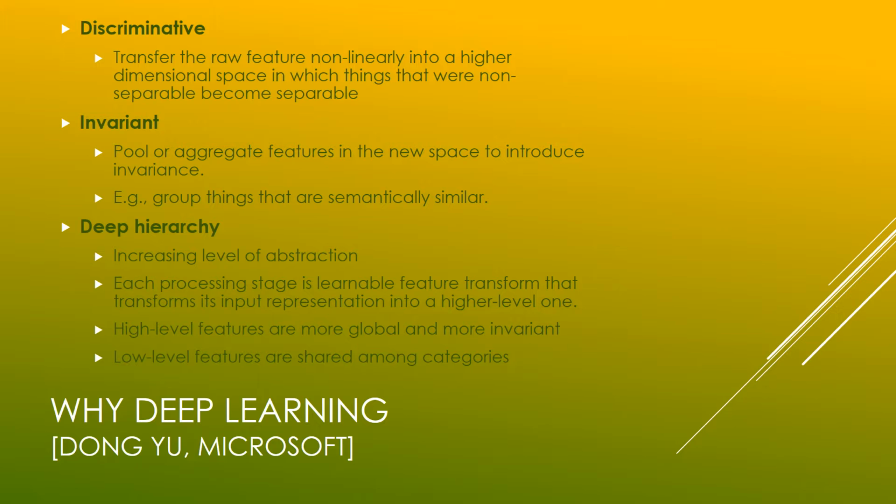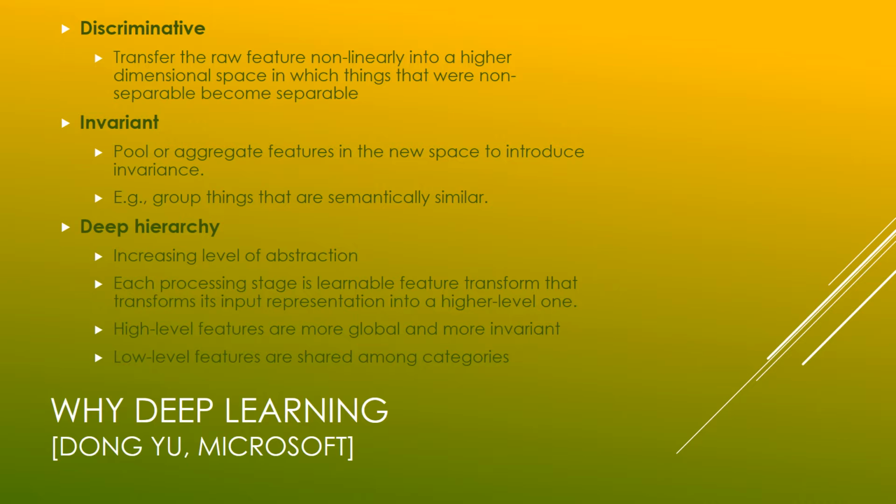Dr. Yu summarized the advantages of deep learning into three categories. One is discriminative. Basically, that's similar to SVM, which can transform features from a lower dimension to a higher dimension so that they're separable. The second one is invariance. For example, pooling is able to aggregate features from one dimension to a new space, so that they can be grouped together.